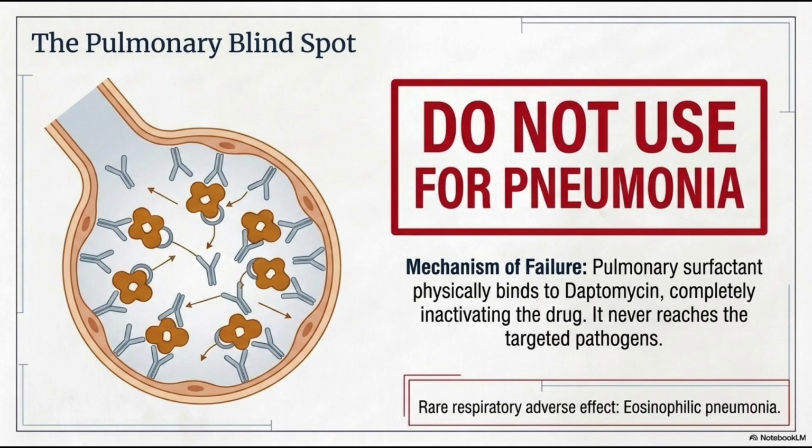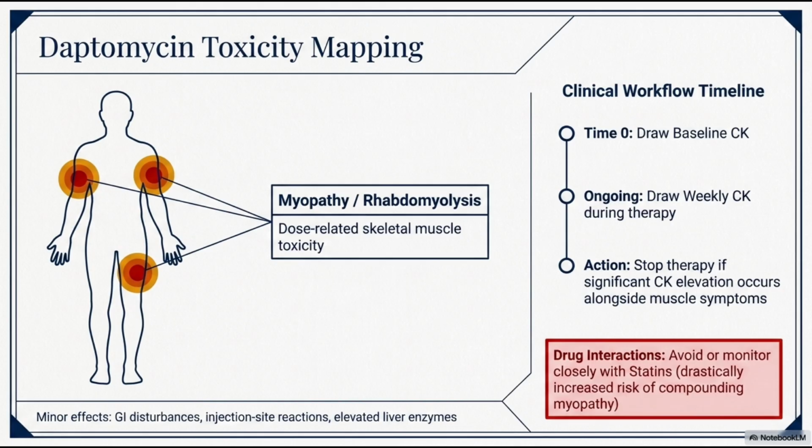Right. Surfactant is highly lipid-rich, so it binds directly to daptomycin's lipophilic tail, and it completely inactivates the drug before it can ever touch the bacteria. That is wild. It's like kryptonite, a perfect example of host physiology just neutralizing a drug's mechanism of action. So lungs are a total no-go zone. Absolutely. But even when it's working perfectly in the bloodstream, that membrane inserting behavior isn't entirely limited to bacteria, is it? Wait, it's not. No.